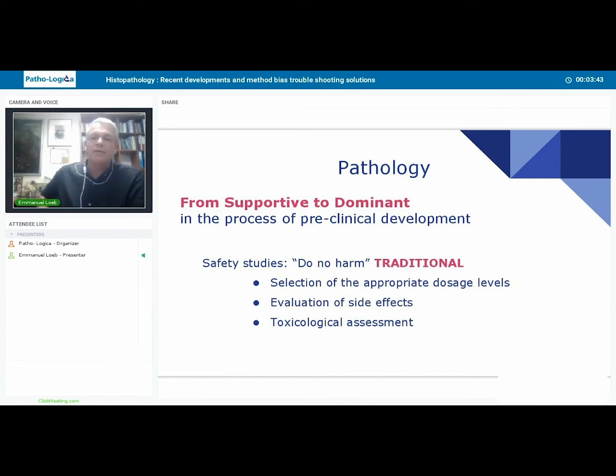So I called it from supportive to dominant. You have to realize that for a pathologist working in the industry on the development of drugs, we have actually two fields. It's the safety. The safety is also called toxicological pathology, and this is a quite traditional field in our profession. The researcher is usually very interested in selection of the appropriate dose levels of the new drug and the evaluation of possible side effects, and all the work is done in a global and broader toxicological assessment, of which pathology is part.